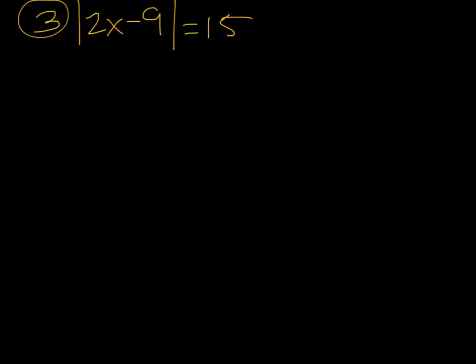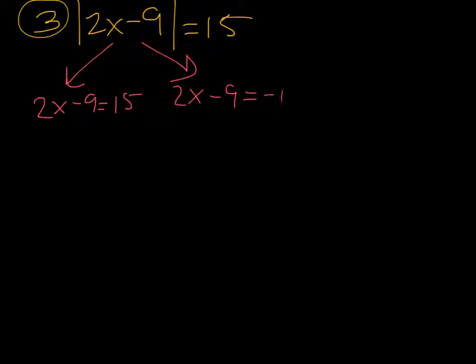So for this problem, I would like you to pause and try it on your own, please. So for this, we are going to start by breaking this up into 2x minus 9 equals 15, and 2x minus 9 equals negative 15. So now we have to split both of those up. Now we have to solve each of those equations.